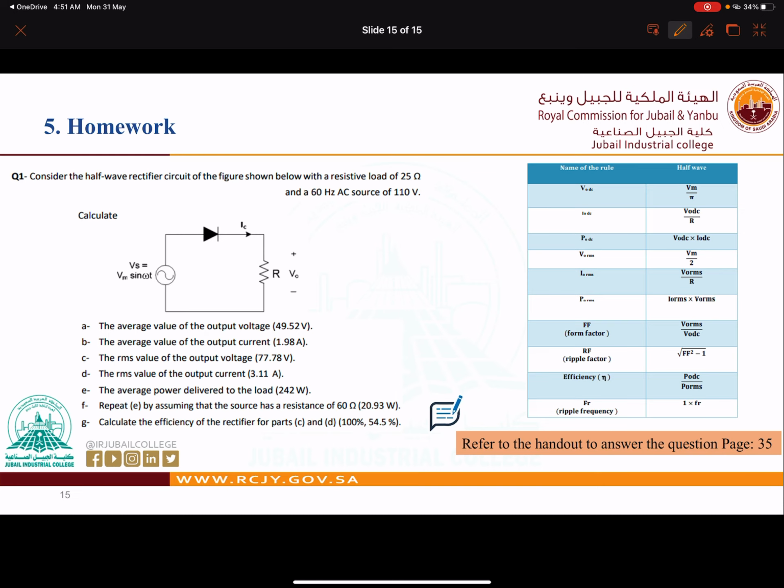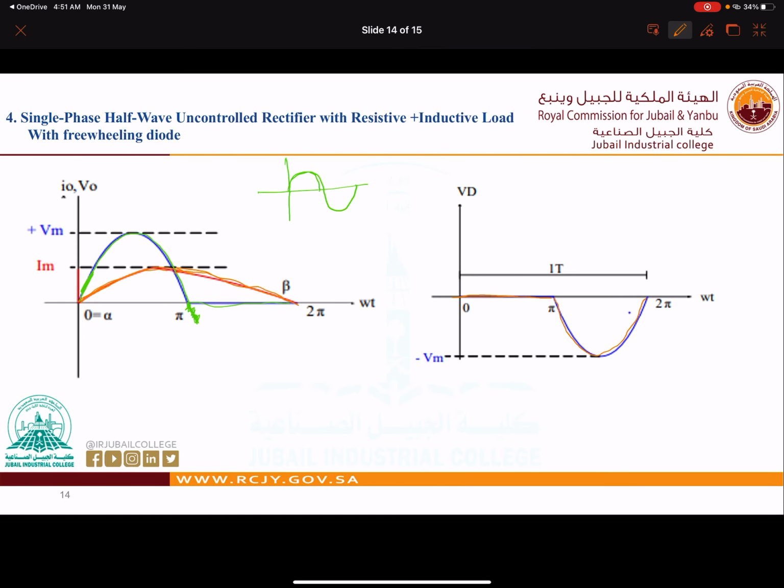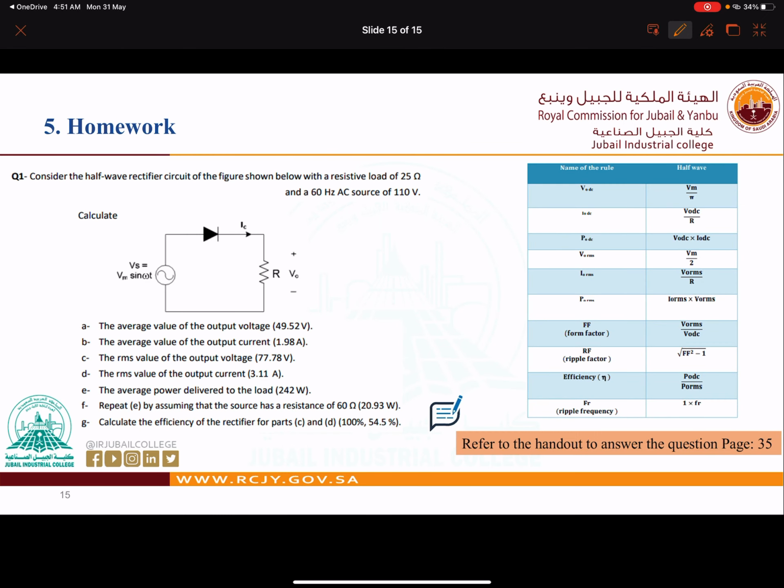Now there are some advantages for the freewheeling diode. You will take it in the practical session. Now this is your homework. Please refer to this table in order to solve the questions here, and refer to the handout in order to answer the questions on page 35.